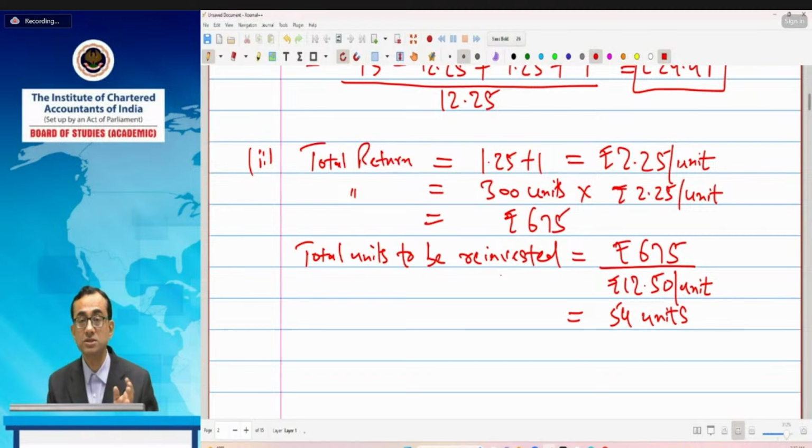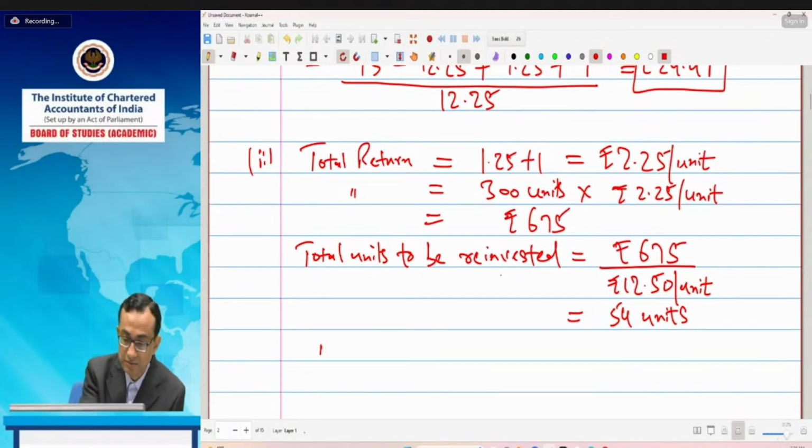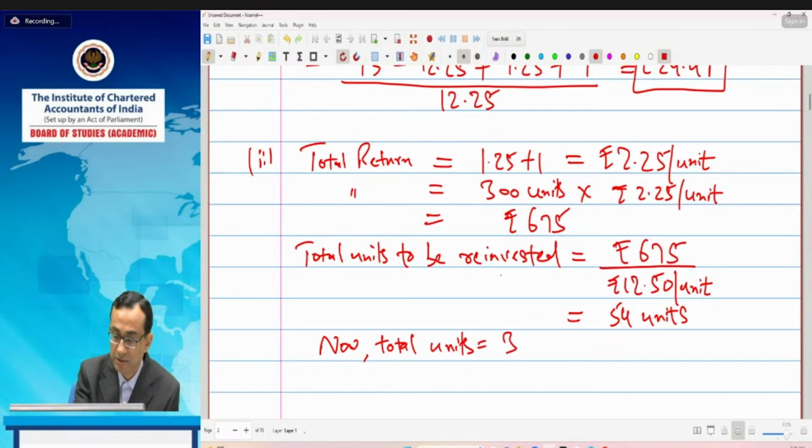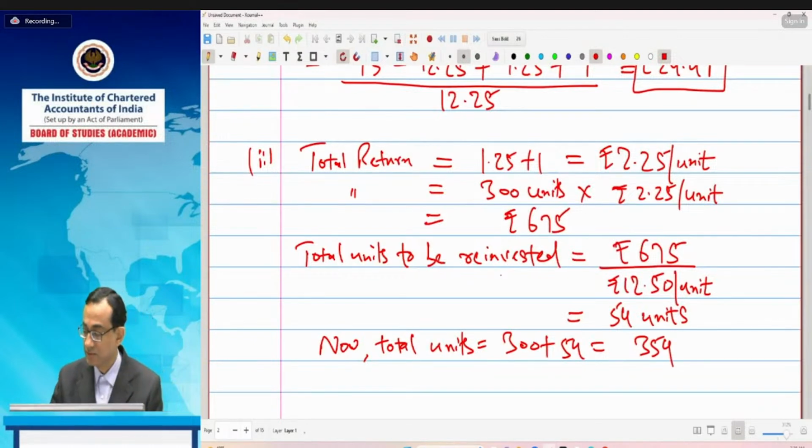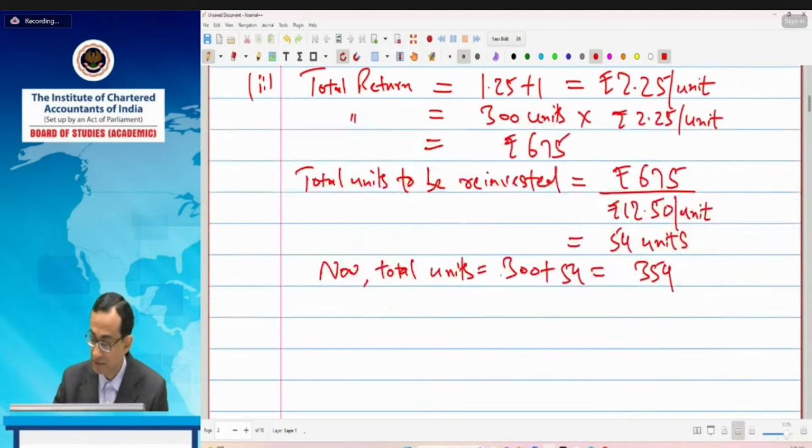Okay, now what is the total number of units? Earlier it was 300, now 54 are added. So total number of units are now 354. Now let us calculate the return on investment. So the return will be closing NAV minus opening NAV because the dividends are already reinvested. So now calculate the return on investment.